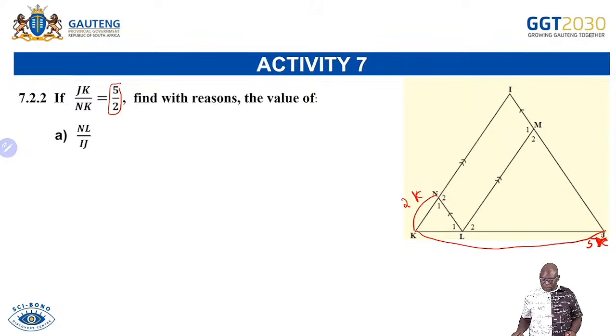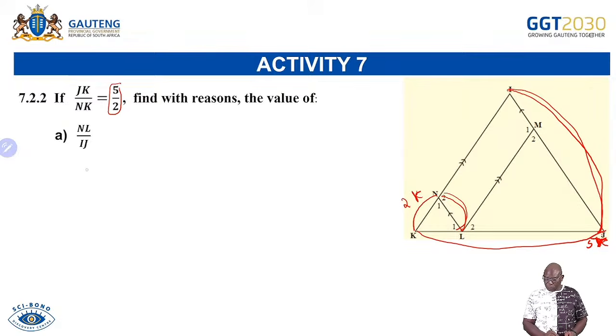Now they say we must determine the value of NL over IJ. What will I know about that? That the length of NL over IJ, from similarity, it will be given that. From the similarity that we had. Remember, we said triangle NKL is similar to triangle IKJ. Then I can use this.